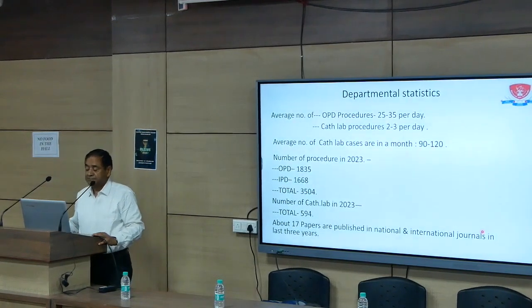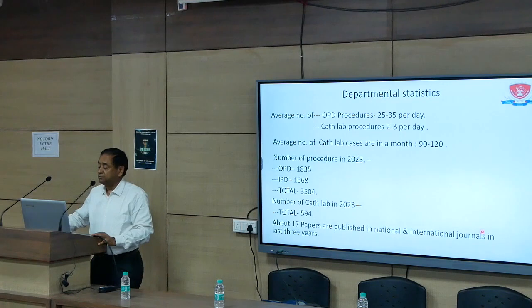Regarding the departmental statistics, we are doing around 25 to 35 OPD procedures per day. These OPD procedures include FNACs, that is fine needle aspiration cytology, and biopsy under the guidance of USG and CT, and percutaneous drainage, that is pleural aspiration, ascitic aspiration, liver abscess drainage, any cyst, or cystic lesion drainage, or any type of drainage. The cath lab procedures are done 2 to 3 per day. These are the vascular procedures we do.